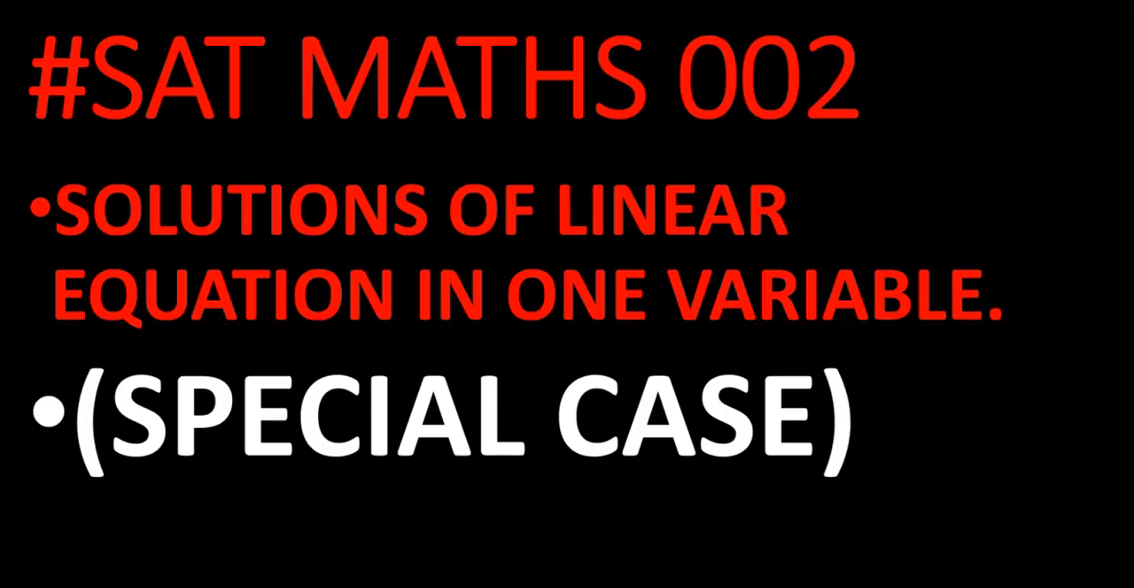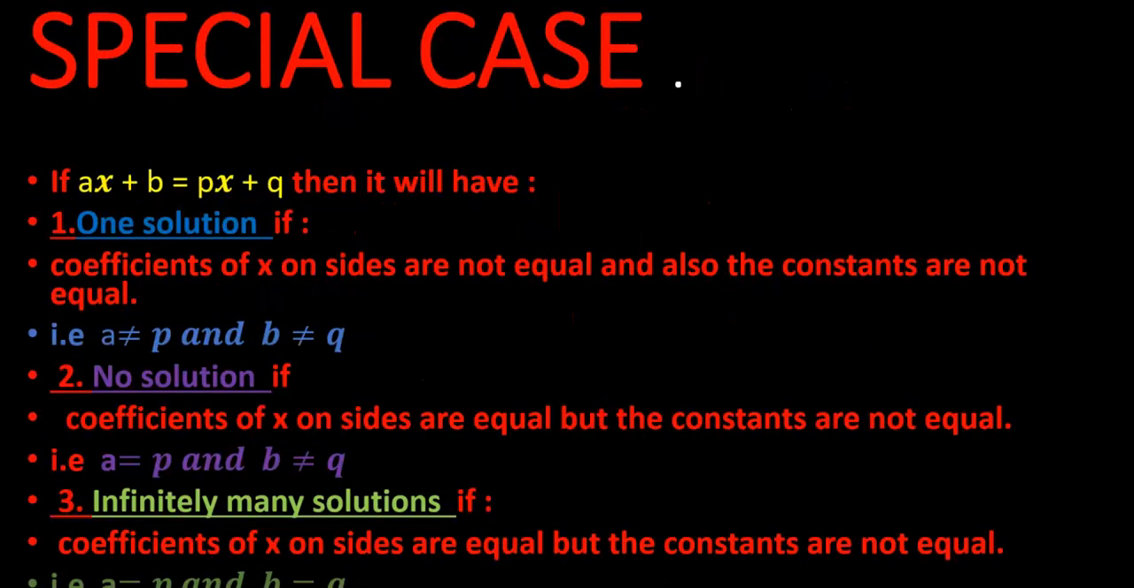Today we're going to continue from where we stopped. We are looking at linear equations, the solution in one variable, special case. The special case is what if you have something like ax plus b equals px plus q. More like something like this: if 2x plus 1 is equal to 5x plus 3. This is the kind of case I'm trying to explain here.